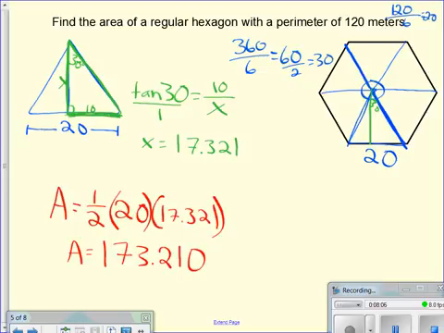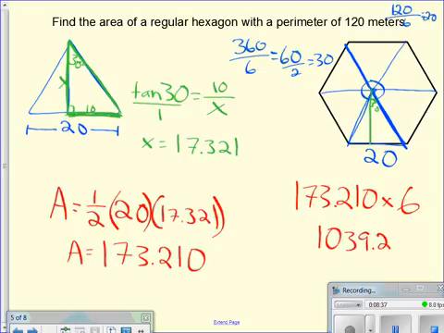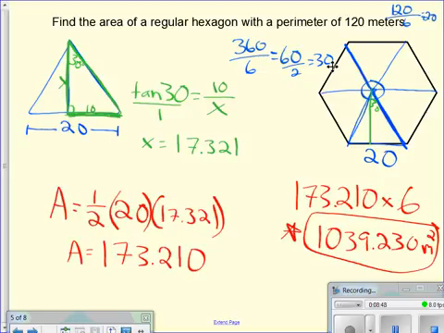All right. Okay, that's one triangle, but hey, there's more than one triangle involved here. So to find the area of the whole shape, it's going to be 173.210 times the number of triangles I formed, which was a whopping 6 triangles. And when I multiply that through, I get my total of 1039.230. This time my unit is meters squared. Awesome. There we go. All right, this seems somewhat manageable.